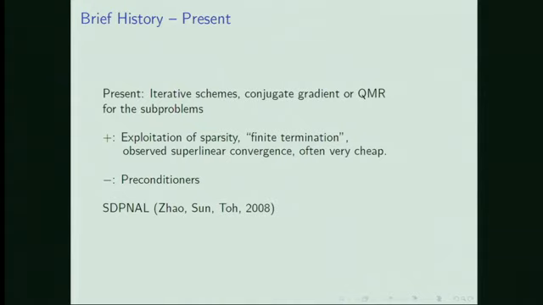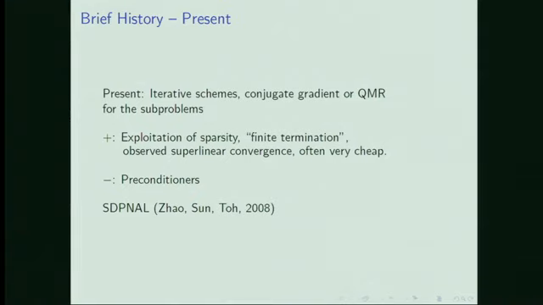In the present time, coming up with huge data, often with sparse structure, people have moved on to solving the linear system by iterative schemes such as the conjugate gradient method, or for symmetric indefinite systems, the so-called quasi-minimal residual method, which is a natural generalization of the conjugate gradient method for symmetric systems, or actually even for general non-symmetric systems, but it exploits symmetry if it's available.